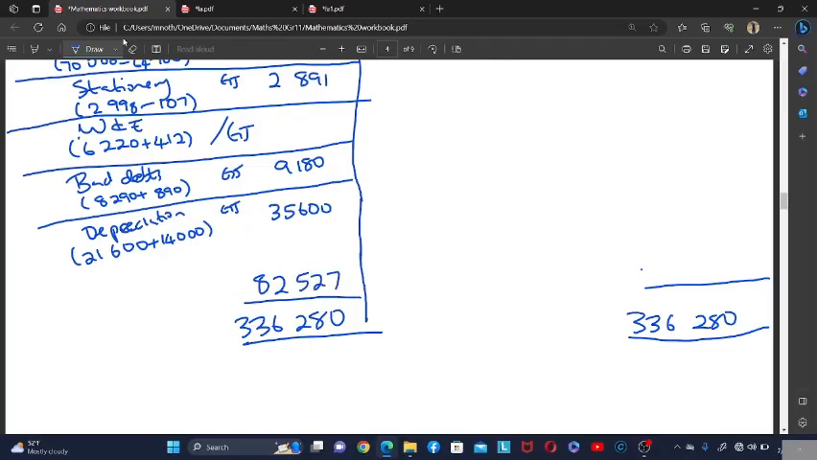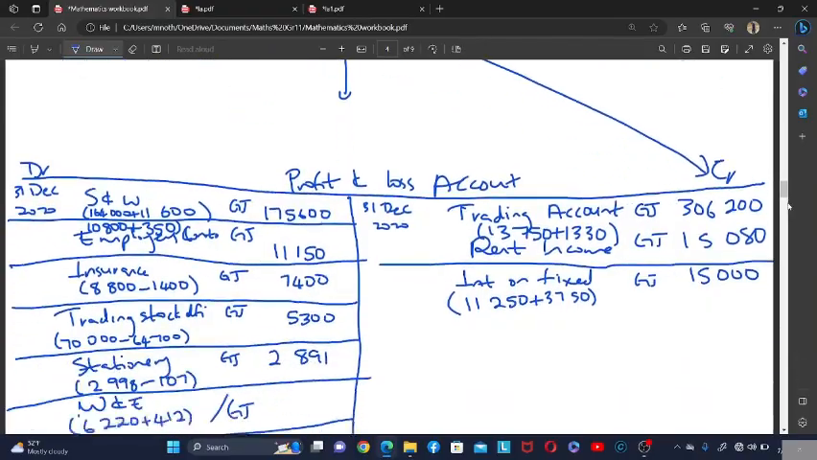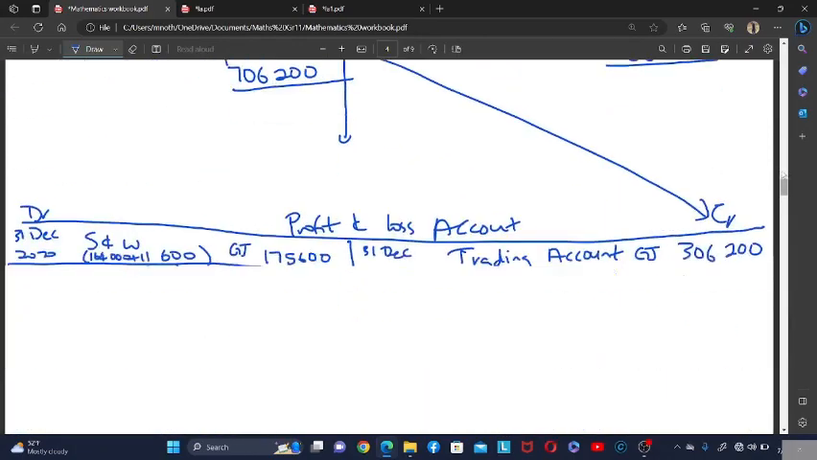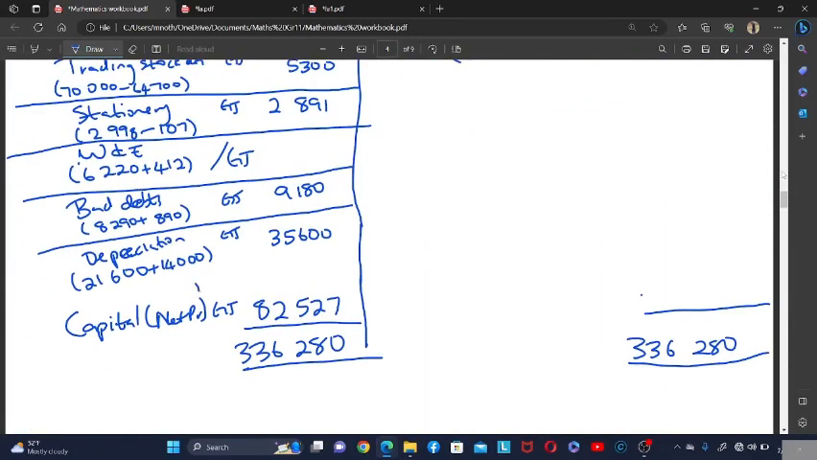82,527. So what do we call this? We call this a net profit. Okay, this is a net profit which must be transferred to the capital account. So that is your profit and loss. We've calculated the gross profit, and then we have also calculated the net profit. So we are done.